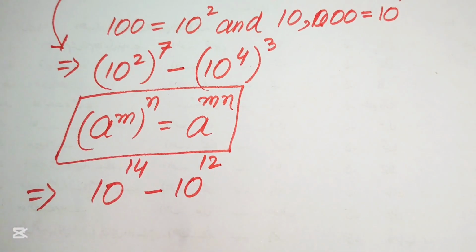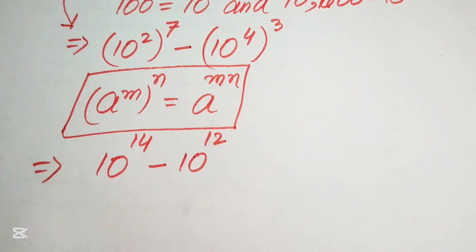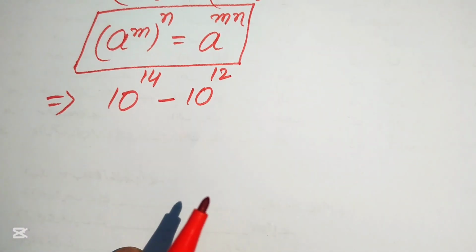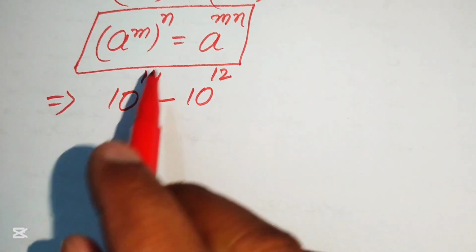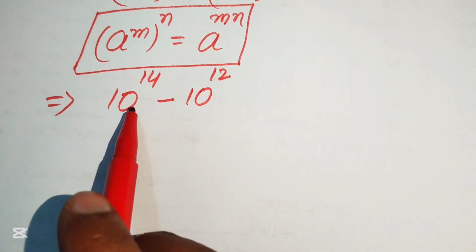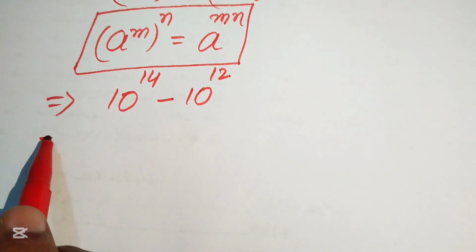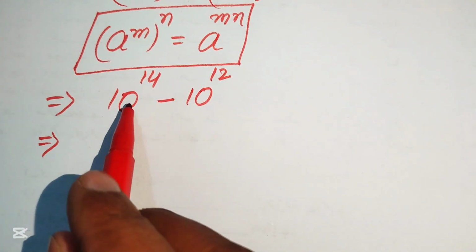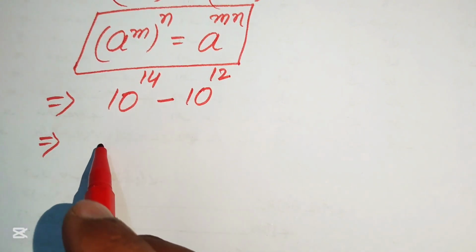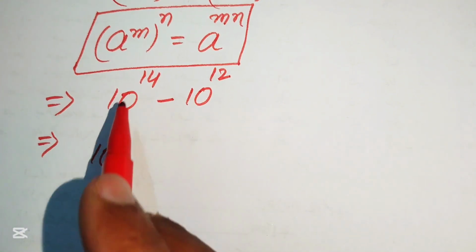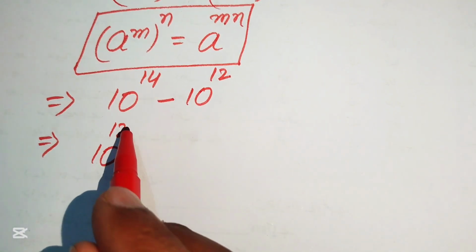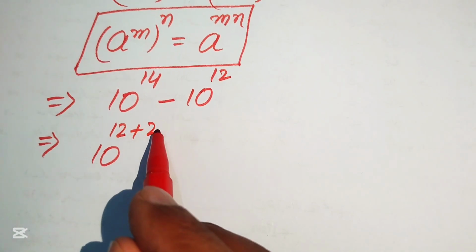4 3s are 12. Okay, so now first we write our given expression in the simplified form. So the simplified form is this one, 10 to the power 14 minus 10 to the power 12. And now after this step, we again focus on the exponent of this term, and we have 14, and we write it as 10 to the power of 12 plus 2.